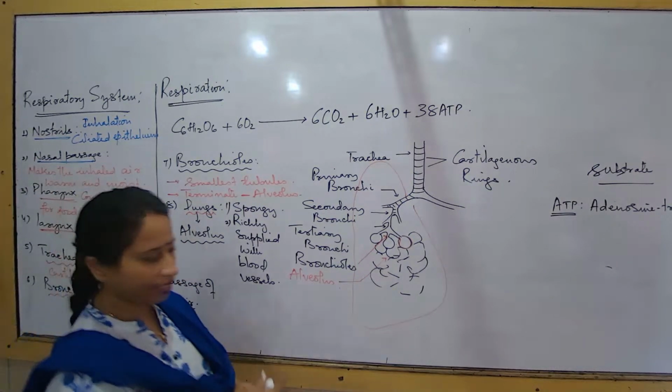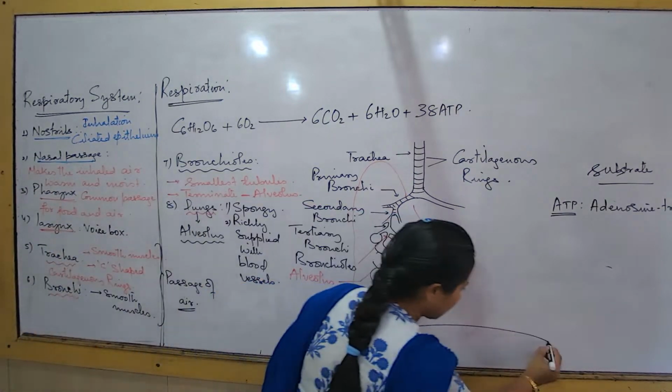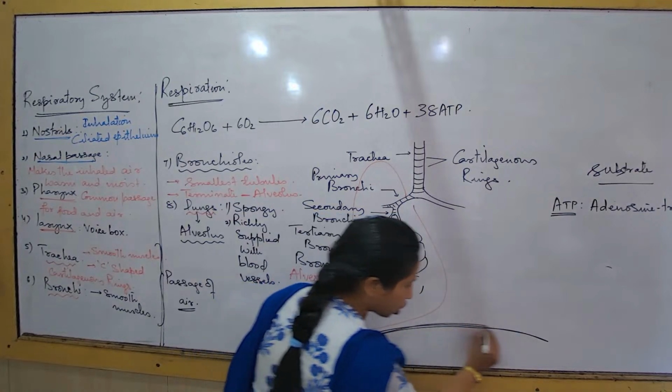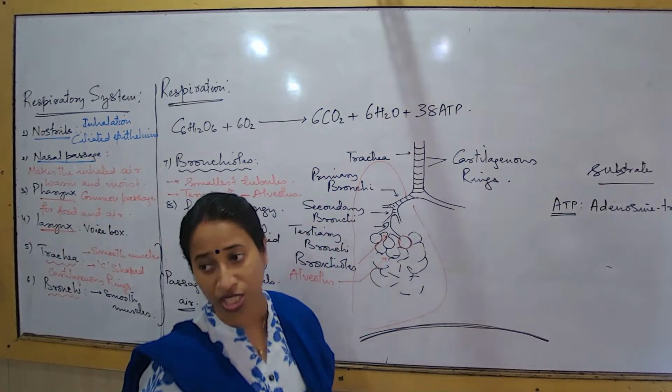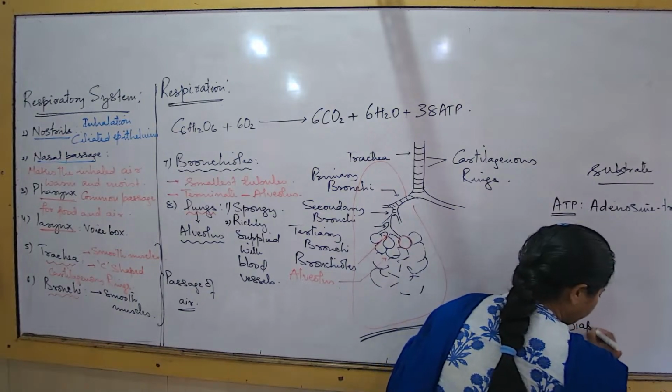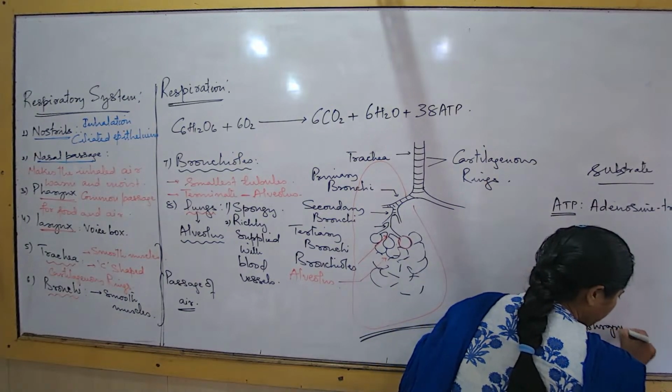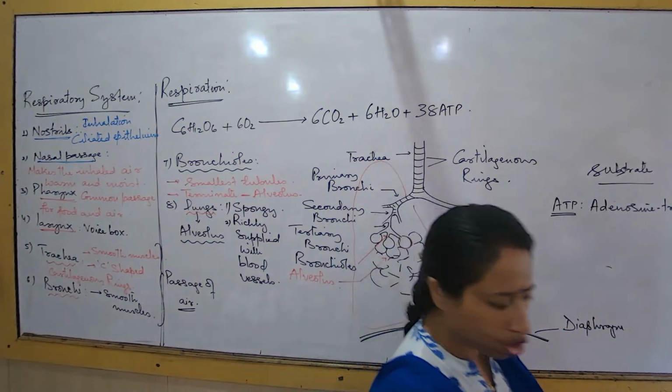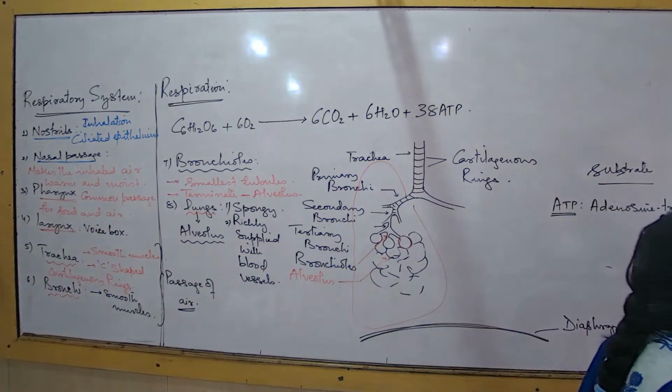But now, see there in the diagram also, at the base of the lungs, can you see there's a membranous sheet? This membranous sheet is known as the diaphragm. What is the job of the diaphragm? Is this a part of the respiratory system? Yes, this is also a part of the respiratory system.